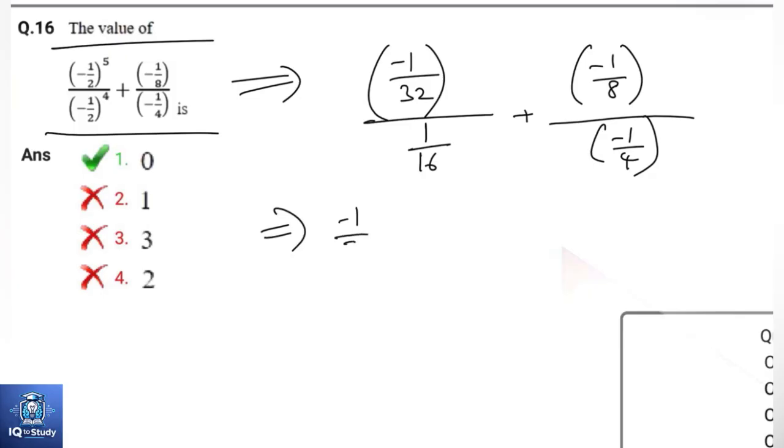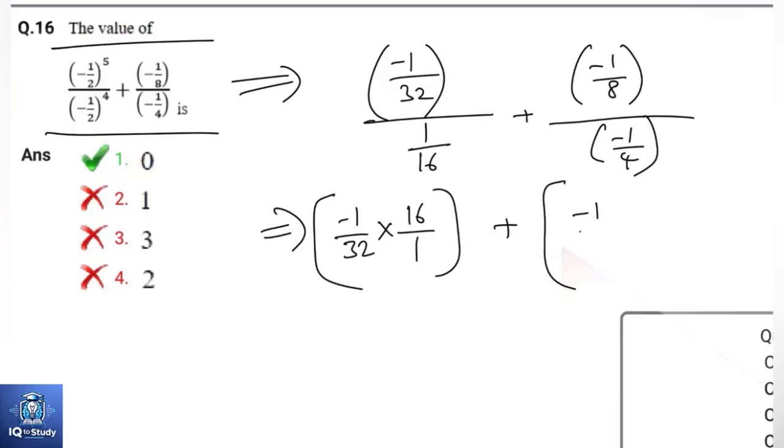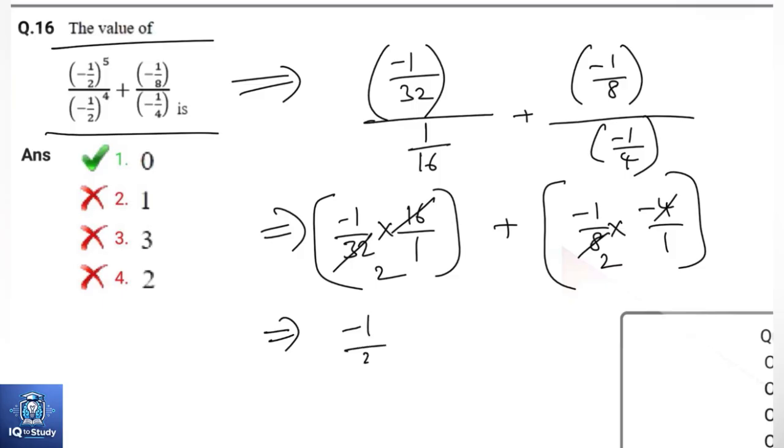It can be written as minus 1 by 32 into 16 by 1 plus minus 1 by 8 into minus 4 by 1. Which is equal to minus 1 by 2 plus 1 by 2. That implies 0.